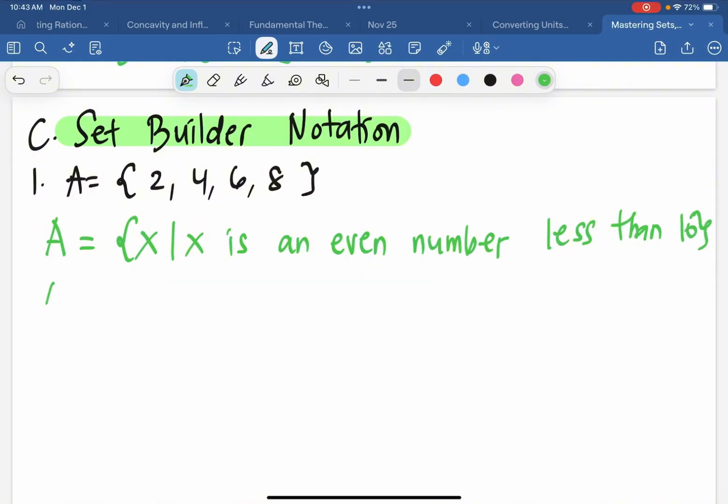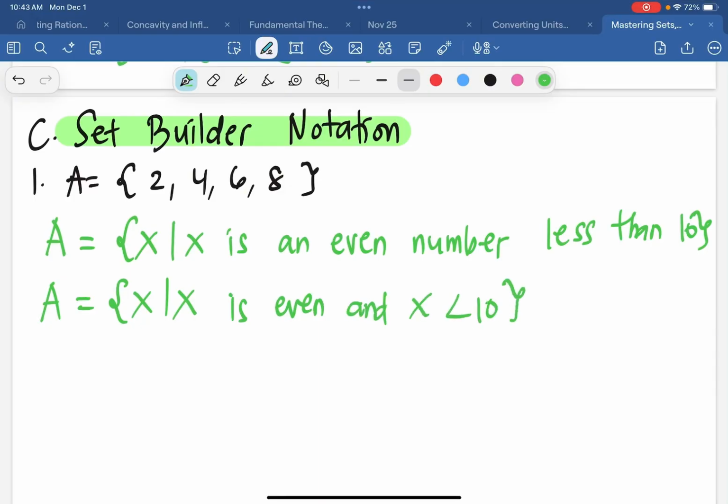Or you could write it this way. x such that x is even and x is less than 10. So this one here is shorter, so either of the two, both are correct.